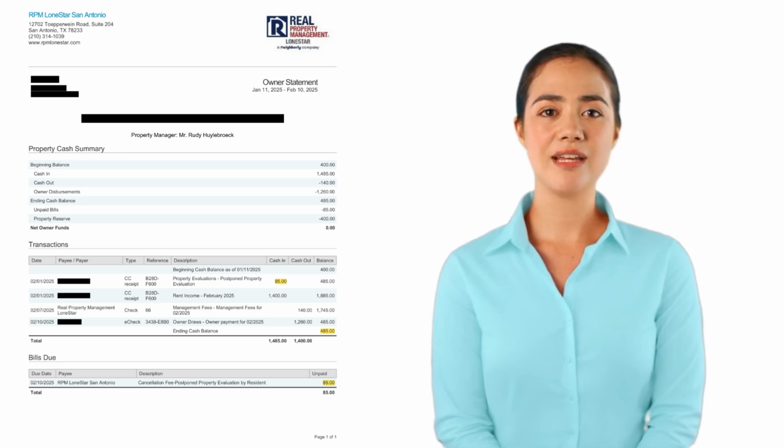Therefore, you can see it under bills due. However, on February 10th your ending cash balance showed $485, $400 reserve plus $85, so that your net owner funds are zero and there is no action required from you. If you do have a negative net owner funds amount, we kindly ask you to make an owner contribution for that amount through our owner portal as soon as possible.